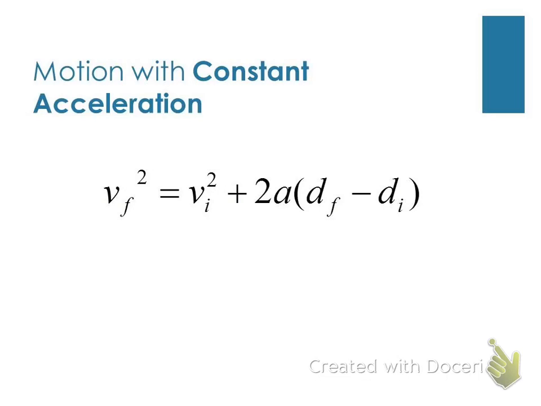All right. Most of the time, what's d sub i going to be set to? 0. So more often than not, it'll just be 2a times final displacement. But we still need to be aware that it's really final minus initial here, or change in.